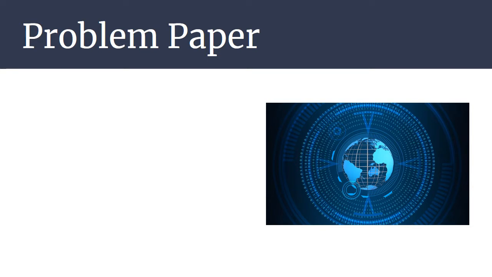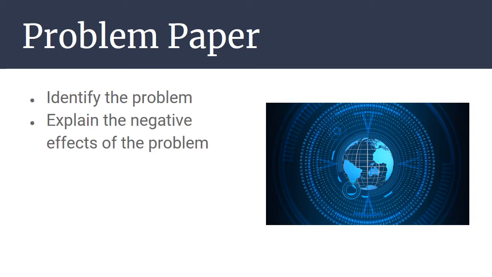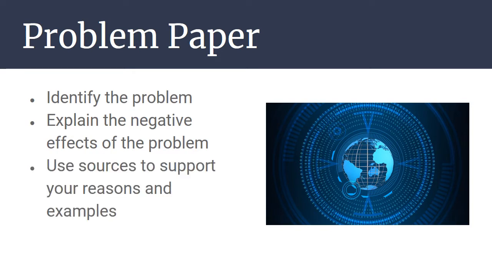In the previous unit, you worked on developing a problem paper. And in that problem paper, you identified a problem, you explained the negative effects of the problem, and you supported your explanations with reasons and examples from your sources.